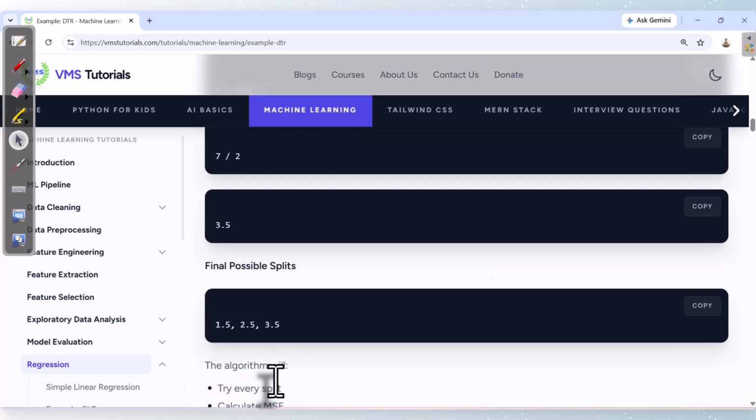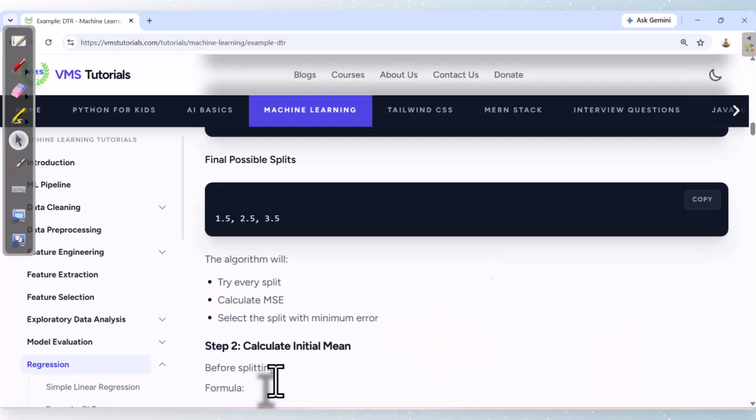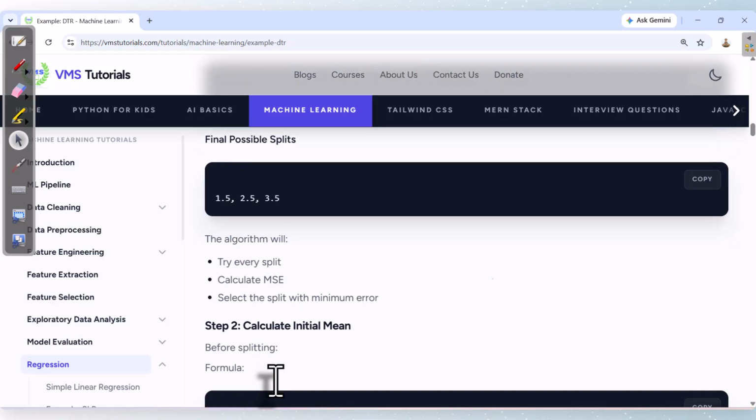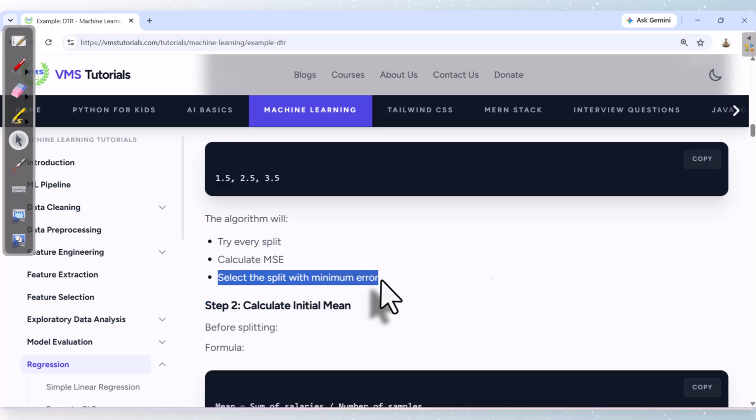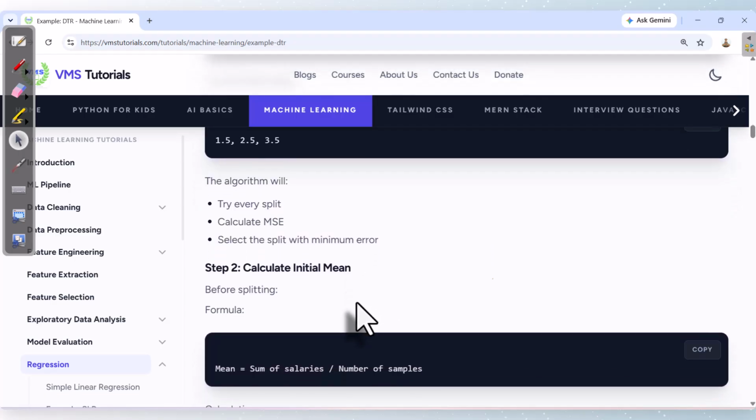Now the immediate question: how do you say that 3.5 is the best? Let's do the tracing of this algorithm. The algorithm will try every split. It means it is going to take first 1.5, then 2.5, then 3.5. It will try every split, and it is going to calculate the mean square error for each split. Then we select the split with the minimum error.